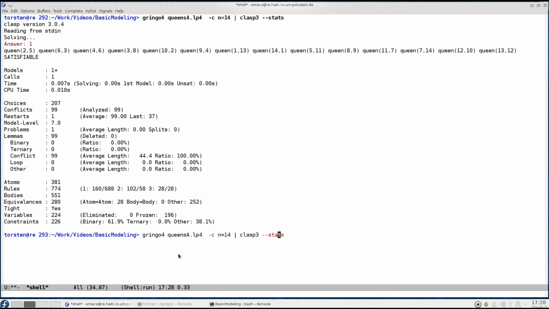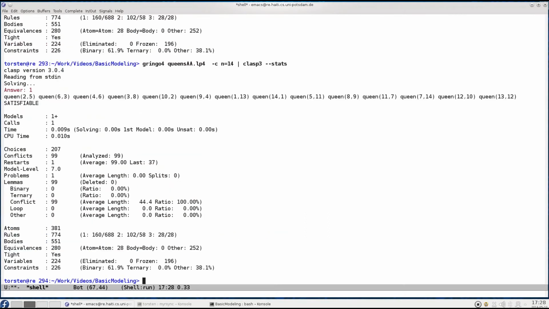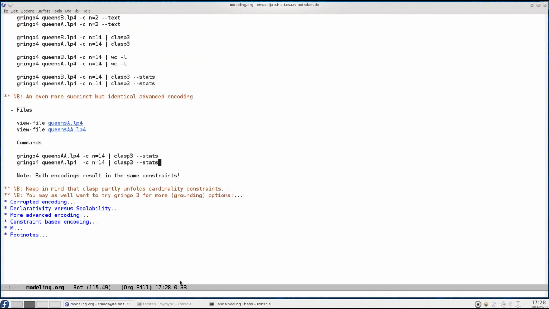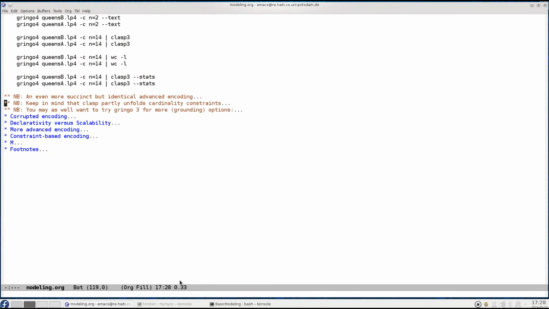And now we do the same thing with a more succinct version of this encoding. And as you can verify, we get exactly the same number of atoms, rules, and bodies. Well, I hope this convinces you empirically, somehow, that we get the same problem representation in the end from both encodings. And I hope you liked this little postscriptum, and actually there's yet another one waiting for you.